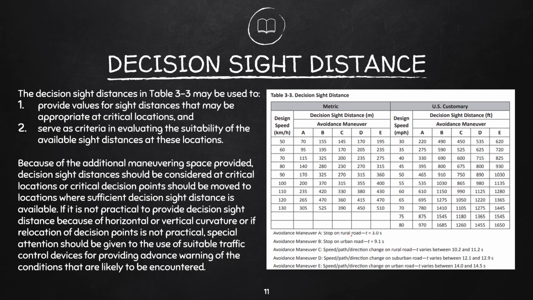So if you are going to stop on a rural road, you are going to consider the time for the avoidance maneuver to be equal to 3.0. For urban roads, 9.1. Of course, we are giving more time in urban roads because there are relatively more traffic considerations in urban roads. So C, D, and E avoidance maneuvers are similar. It's just that they are varying in the type of road on which you are designing.